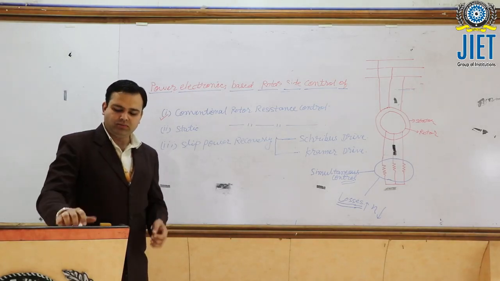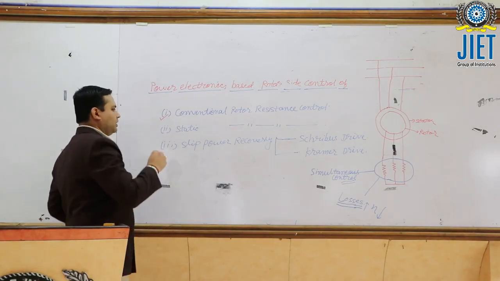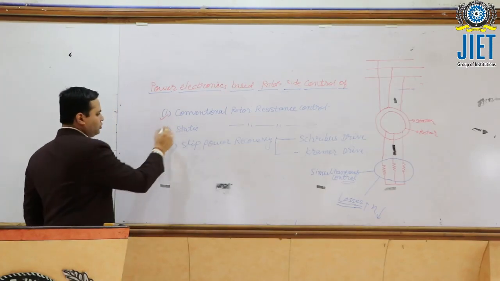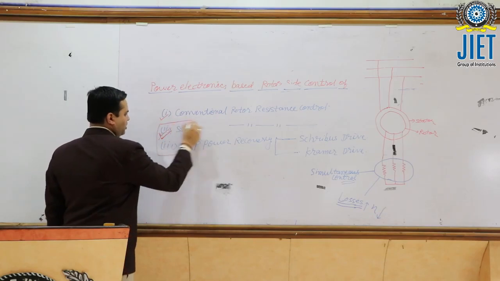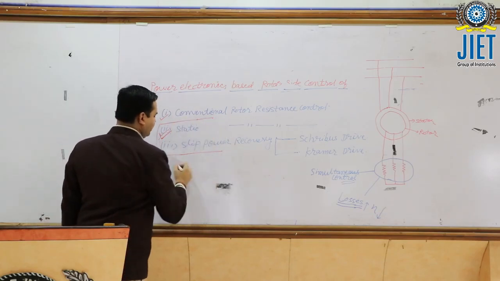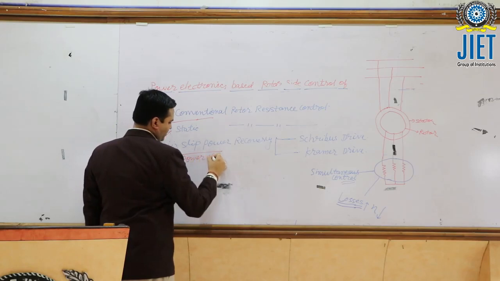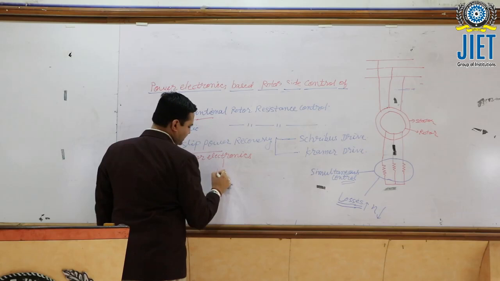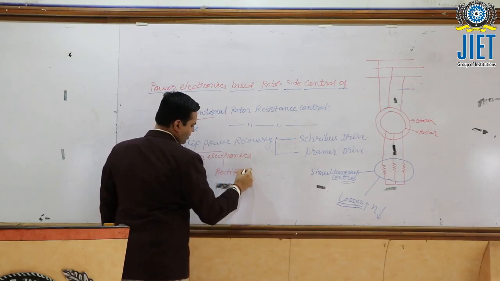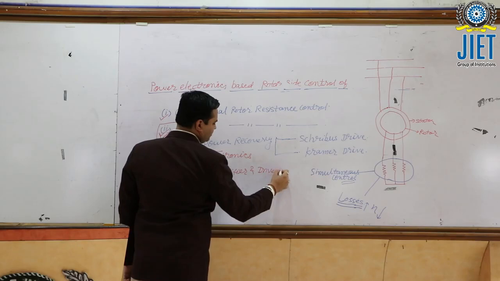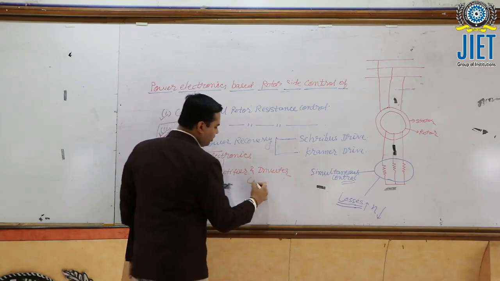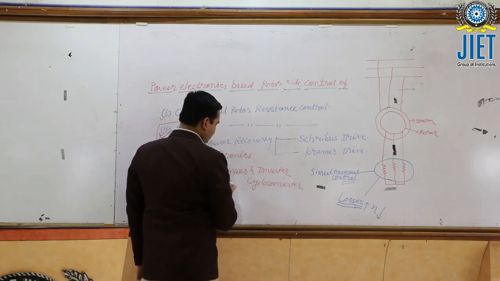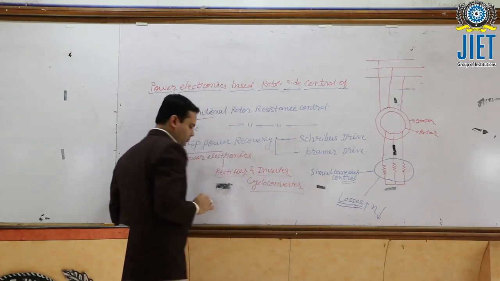Now, what is the alternative? We apply the second method, that is the static rotor resistance control. Basically, these are the methods in which the power electronics is used. Now, power electronics converters include the first, rectifier, and the second one, inverter. Additionally, we can use cycloconverter also. So rectifier, inverter and cycloconverter.